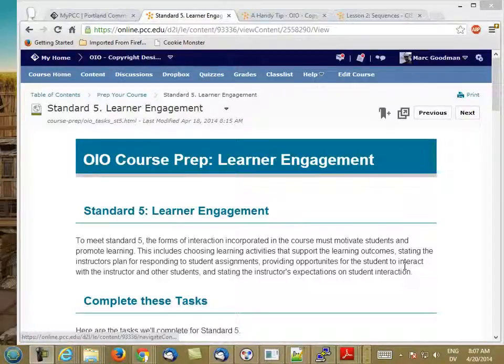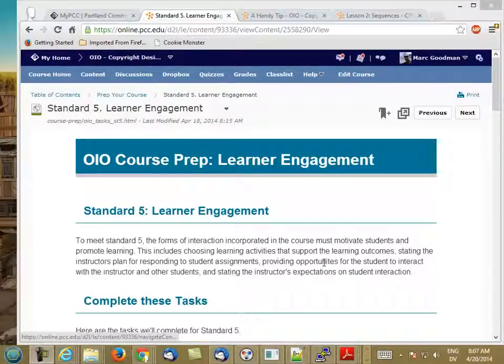Standard 5 is about learner engagement, and in particular about choosing a range of learning activities that will cause your student to be engaged. When we have the online session, you'll hear from some experienced online instructors about some of the tools and techniques that they use to encourage student engagement.